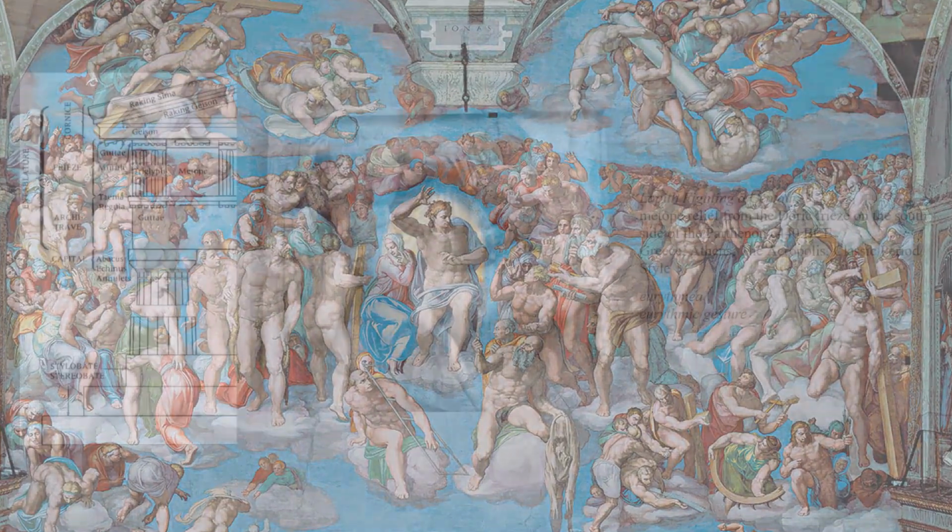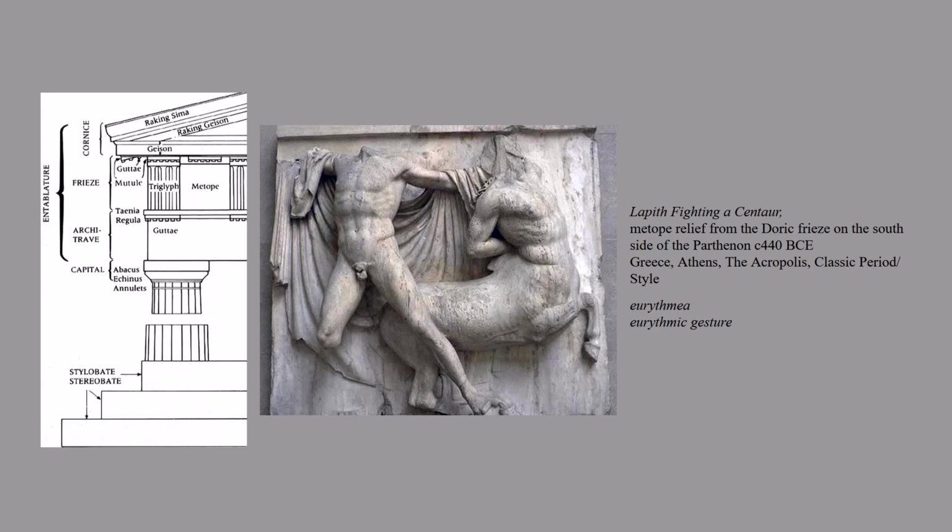These metopes that I was talking about have sculptures that show the human body in almost like a dance pose, and that's often referred to as eurythmic gesture or eurythmia, which is a kind of dance pose that's meant to show the body off in its most flattering and advantageous way.